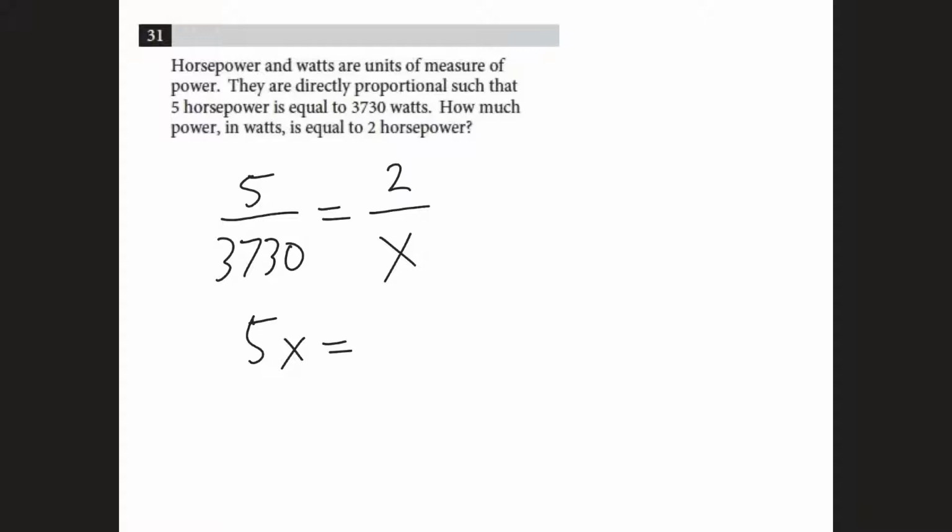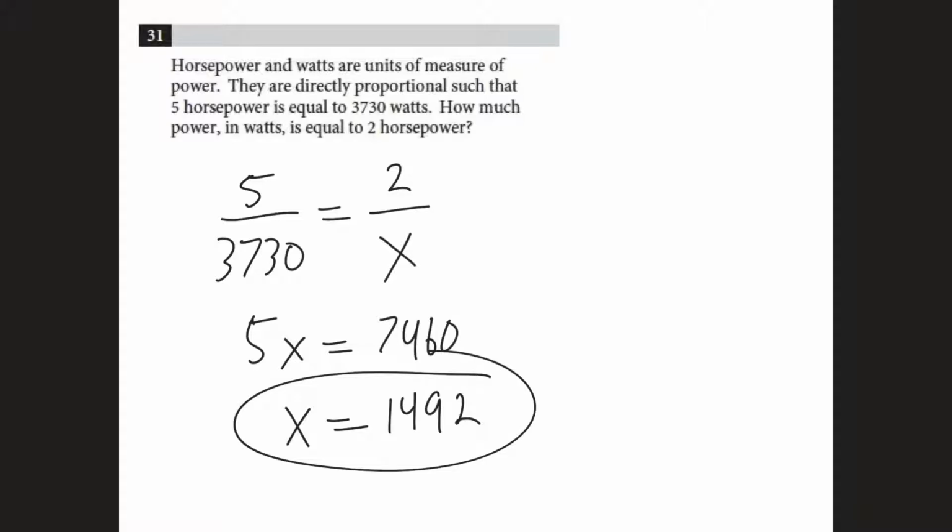We'll get 5x. I'm just going to do that on a calculator. 3,730 times 2 is 7,460, and divide by 5. 7,460 divided by 5 equals 1,492. So 2 horsepower should equal 1,492 watts.